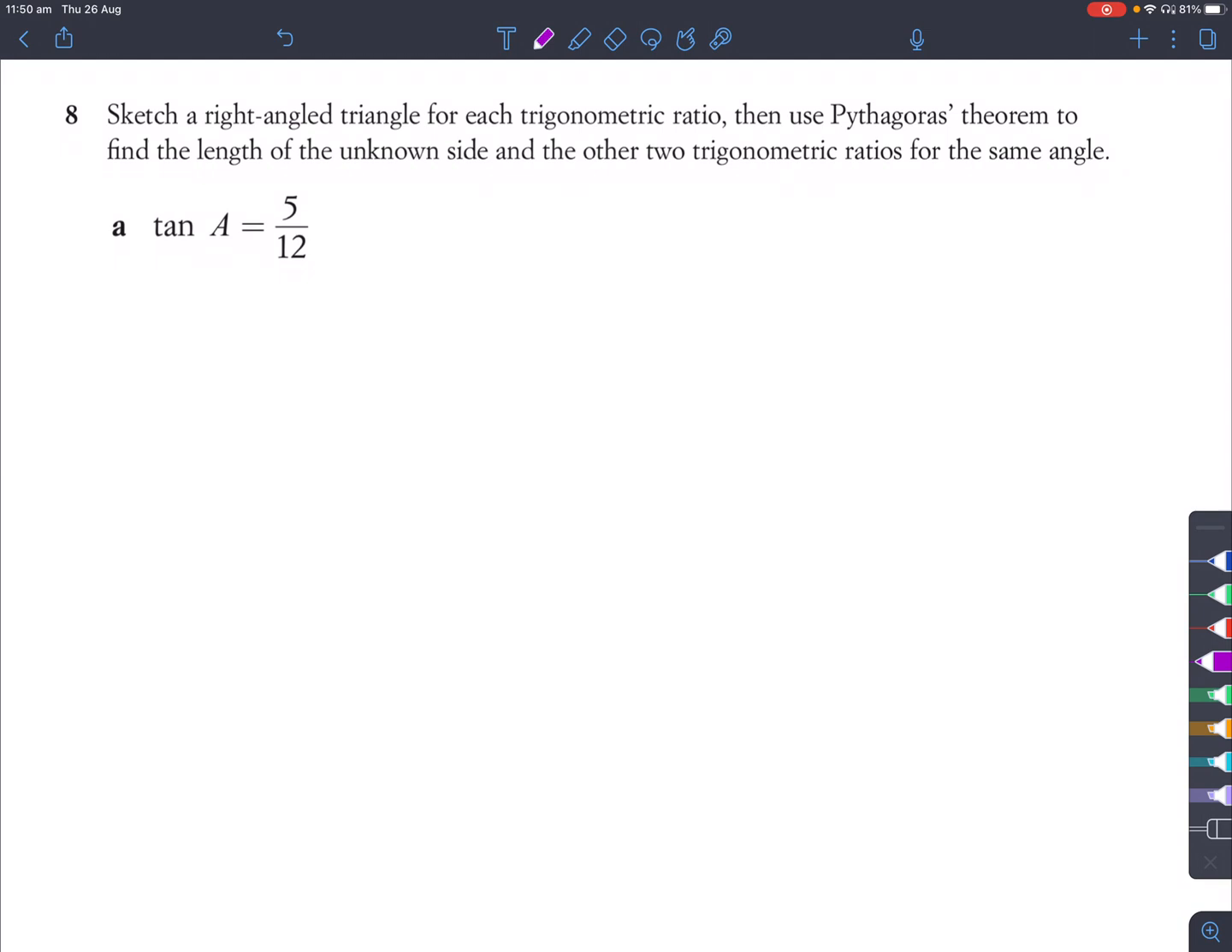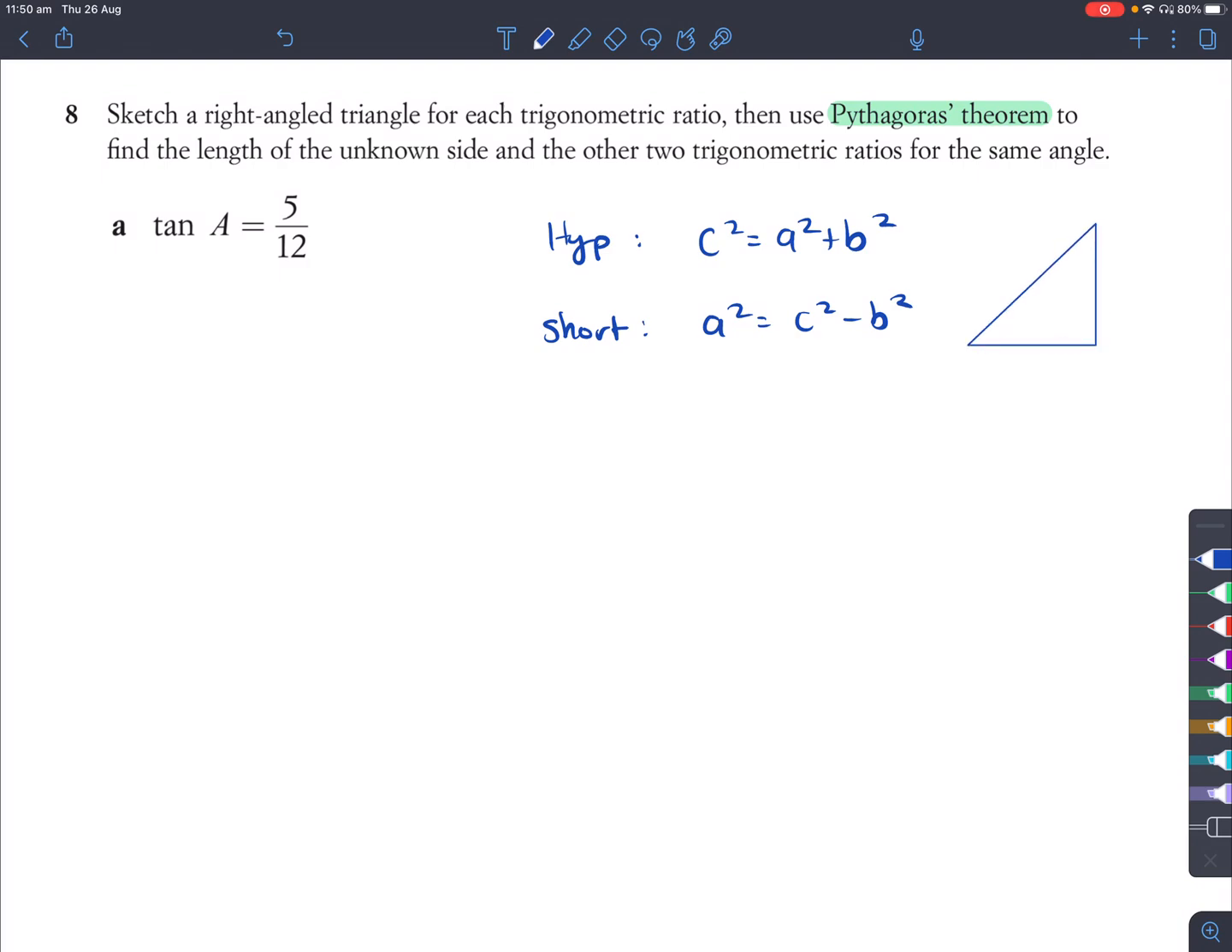Let's have a look at question 8. Sketch a right-angled triangle for each trigonometric ratio, then use Pythagoras' theorem to find the length of the unknown side and the other two trigonometric ratios for the same angle. So Pythagoras' theorem involves c squared equals a squared plus b squared when we're finding the hypotenuse. But if we find the shorter side, then a squared equals c squared minus b squared. That relates to a triangle that has c, a, and b, where c is the hypotenuse.